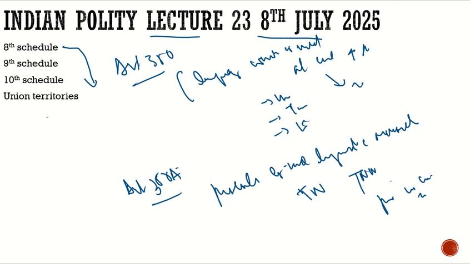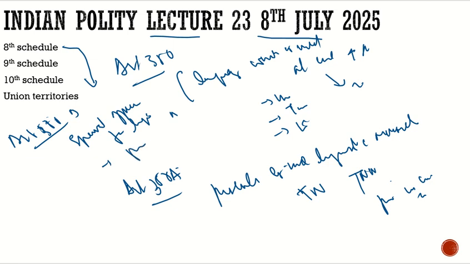Then we have Article 350B. What does Article 350B say? It says that a special officer for linguistic minorities would be created, and who will appoint him? He will be appointed by the president. And what would be his work? He will investigate if the rights of the linguistic minorities are violated. So these are a few directives which you need to know, which are very much relevant for your prelims preparation.